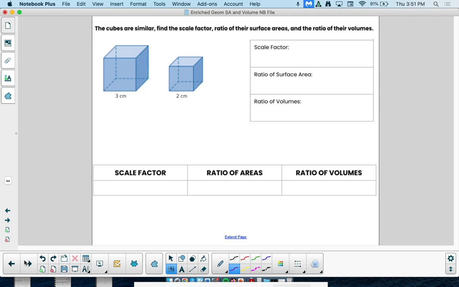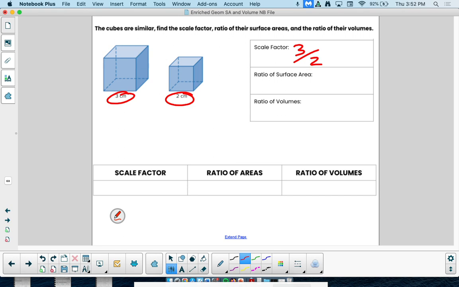Now we have a little exploratory thing to help us figure out what properties these similar solids might have. We have two cubes here. We need to find their scale factor, the ratio of their areas or surface areas, that means the same thing, and the ratio of their volumes. So let's start with the scale factor. We're just matching, right? 3/2, can't reduce it, that's what it is.